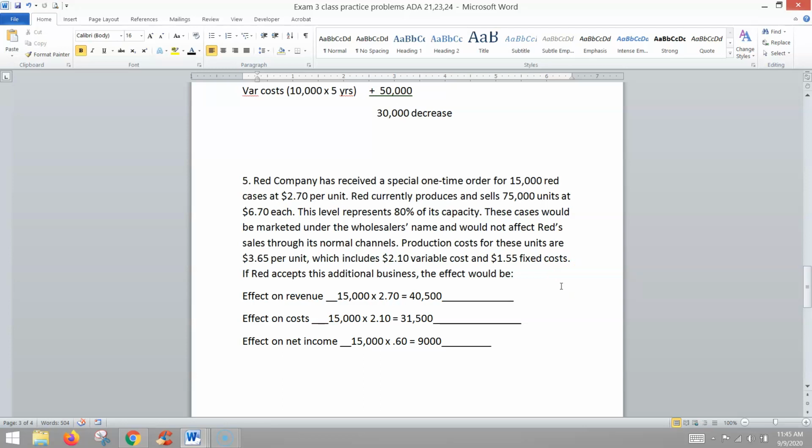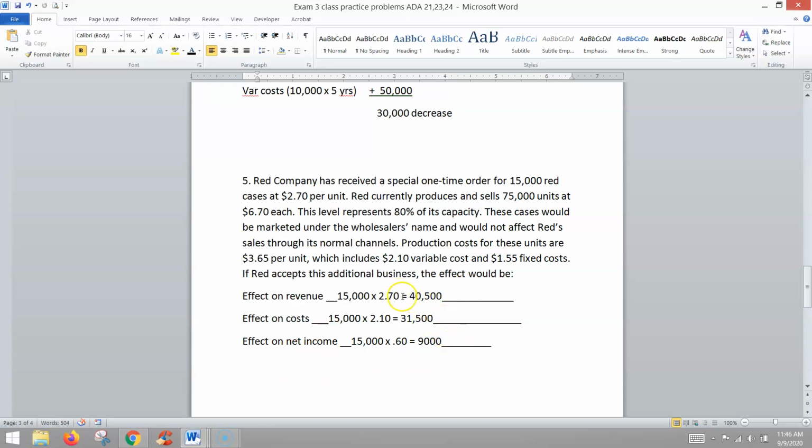If Red accepts this additional business, the effect would be, if the question asks the effect on revenue, you're going to be looking at the number of units to be sold times what you are selling them for, in this example 270. So the effect on revenue is $4,050,000. Or it might ask you, what is the effect on costs? Again, you would take the number of units being sold times the cost. It's going to be just the variable cost, so that would be $3,150,000. Or the question could ask the effect on net income. You can take the difference between these numbers and get $900,000.